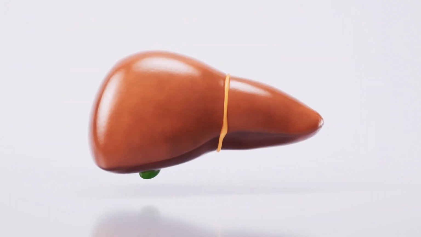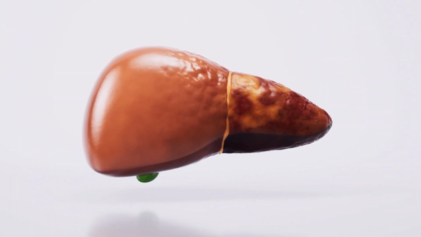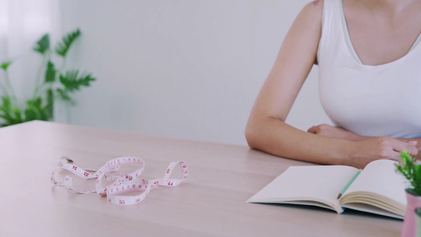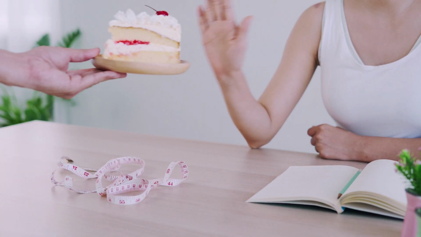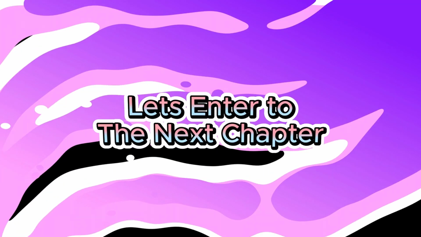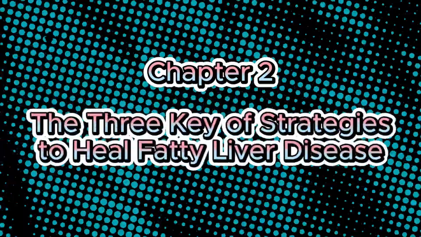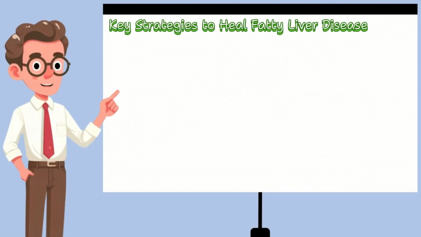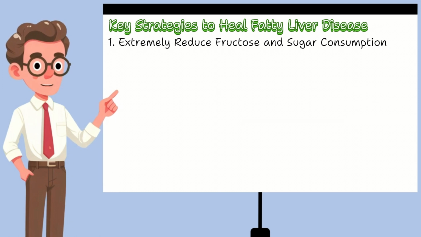To combat fatty liver, it's essential to address the root cause by drastically reducing your intake of fructose and sugar. This leads us to our first key strategy. Before that, let's enter the next chapter. Chapter 2: The 3 key strategies to heal fatty liver disease. Strategy number 1: extremely reduce fructose and sugar consumption.